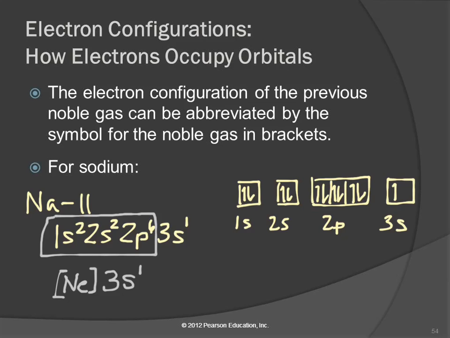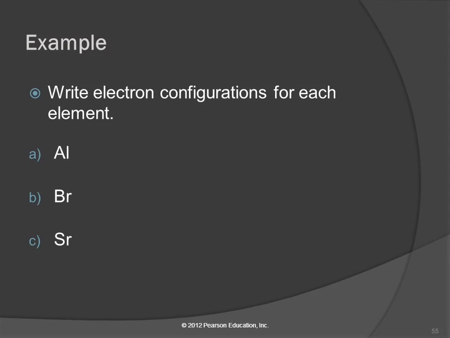So for the orbital diagram, you can't shorten that? There's no shortcut for the orbital diagram. No, not really.